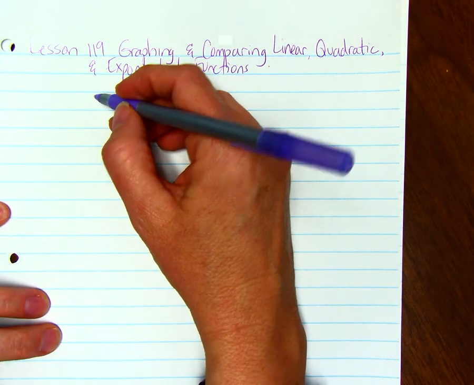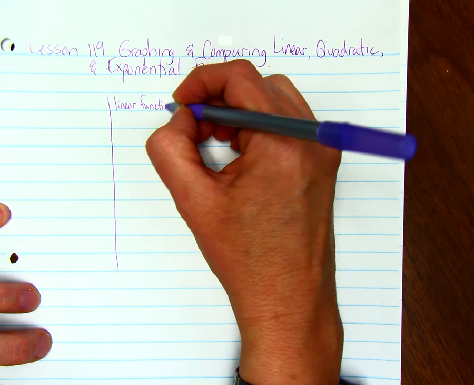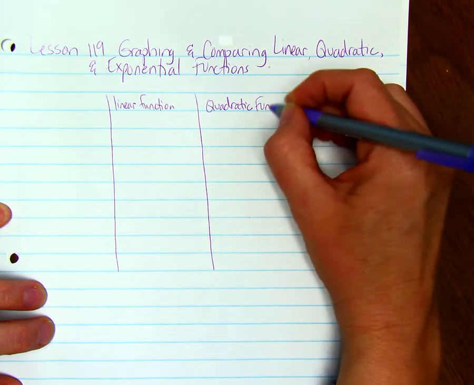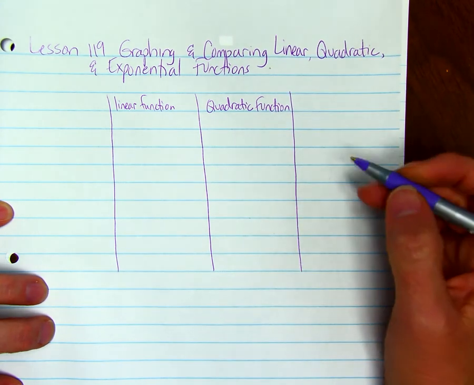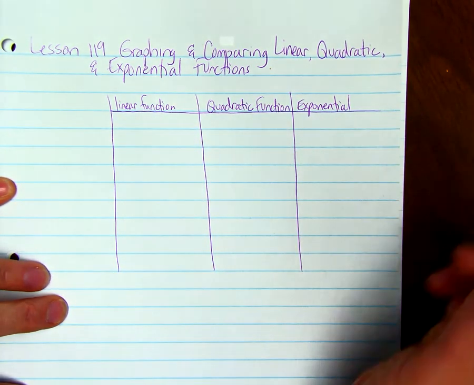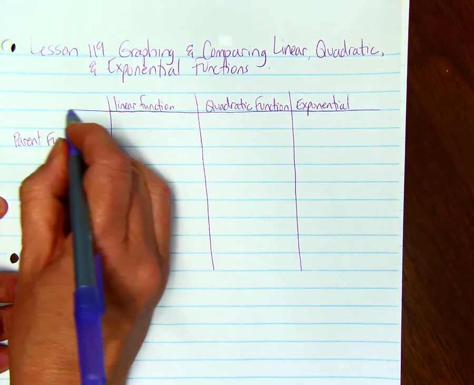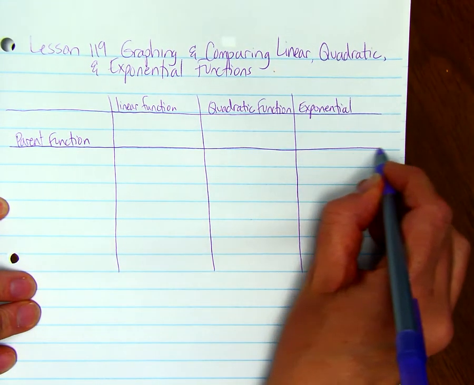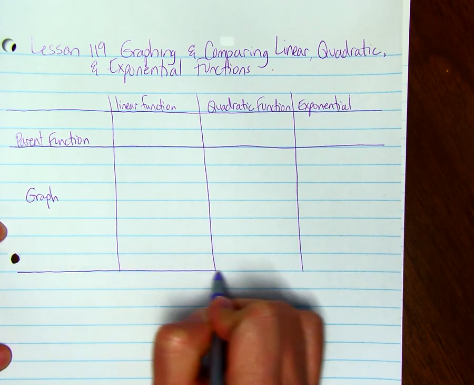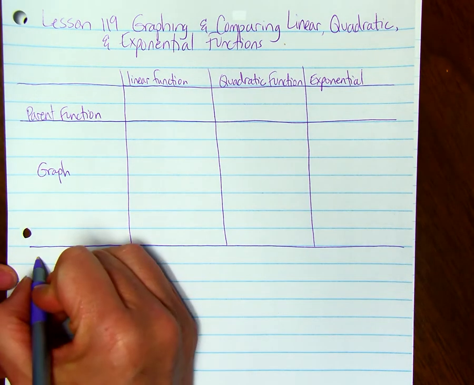So we have here, let's see, we're going to do linear function, and then next to that, we'll do a quadratic function, and the last one we will do is an exponential. And we're going to have our parent function of each one, and then we will show what the graph looks like. And then for each type, we're going to talk about domain, range, maximum and minimum, and the rate of change.